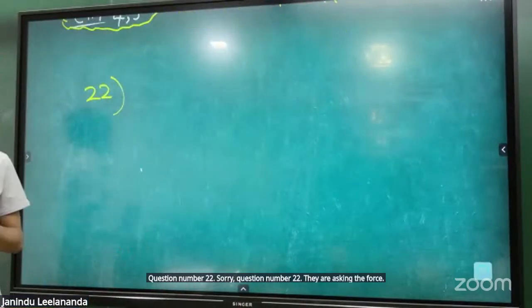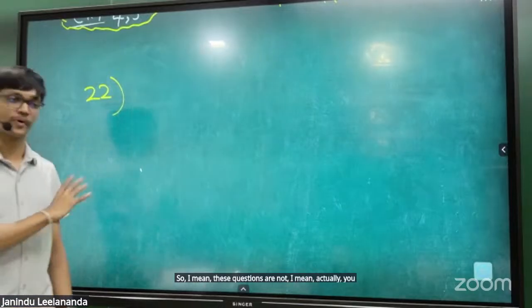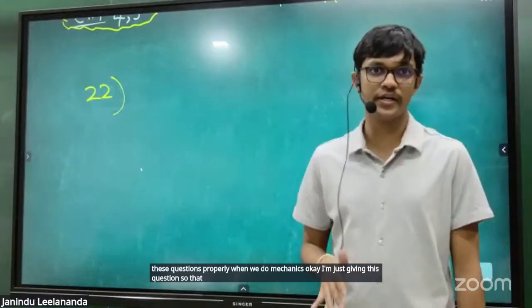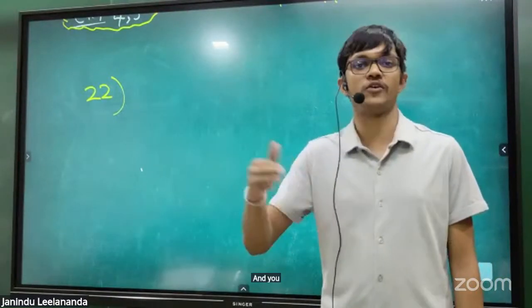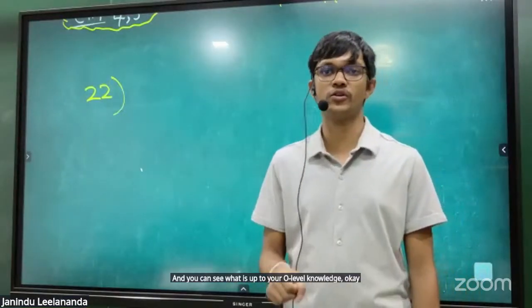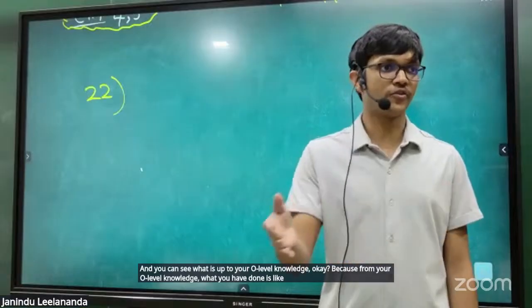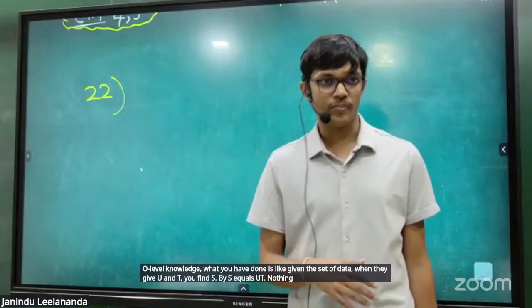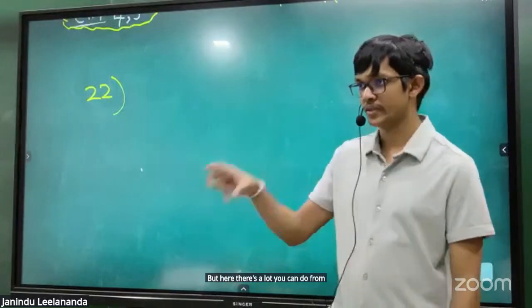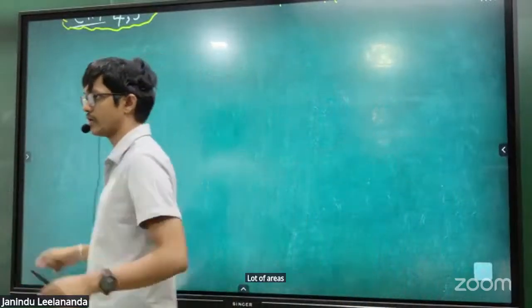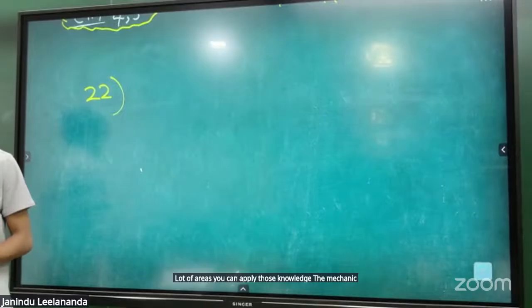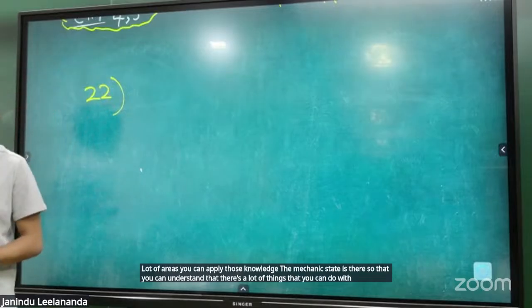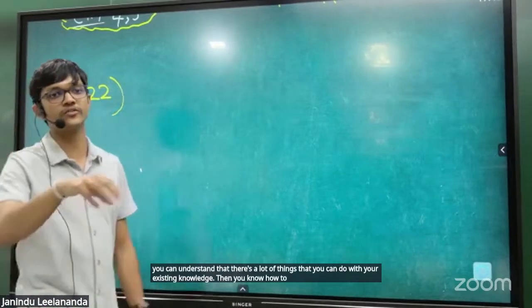These questions, you will understand properly when we do mechanics, okay? I'm just giving these questions so that you can play around with your O-level knowledge and see what is after your O-level knowledge. From your O-level knowledge, given u and t, you find s by s equals ut. Nothing after that. But here, there's a lot you can do from that knowledge, a lot of areas where you can apply it. The mechanics tute is there so that you can understand there are a lot of things you can do with your existing knowledge, and you know how to apply it in different scenarios.